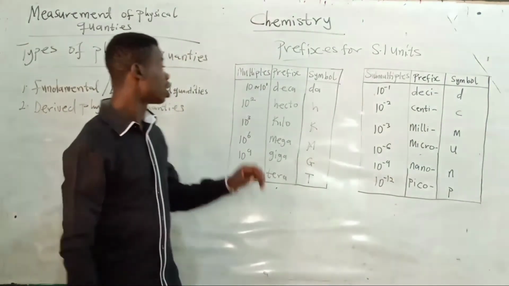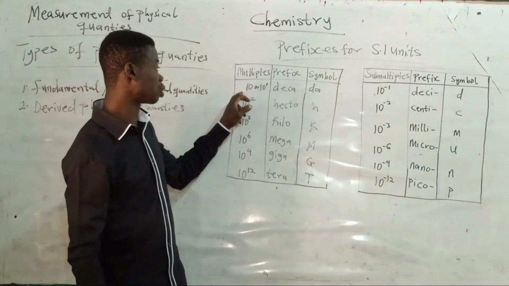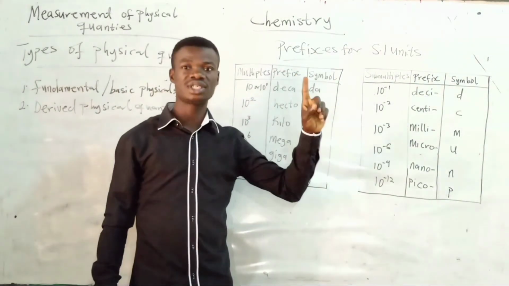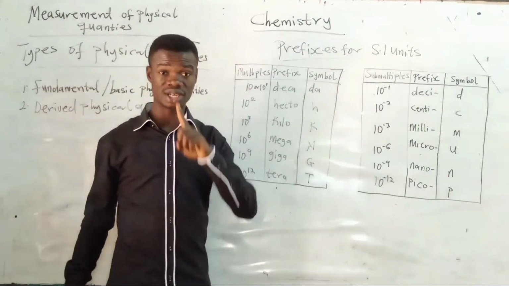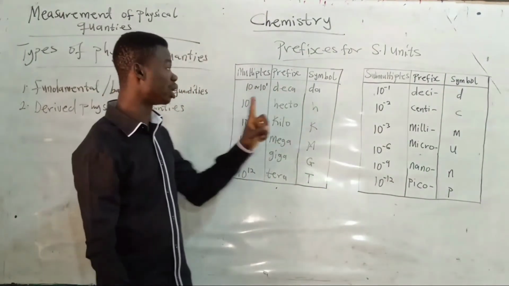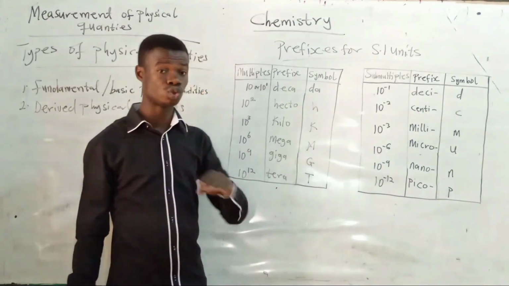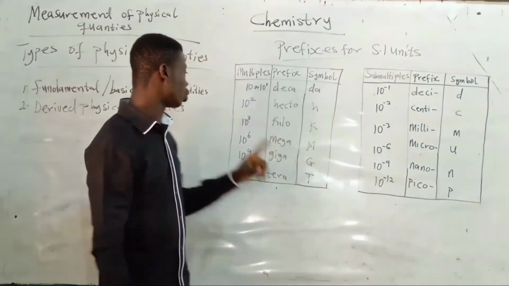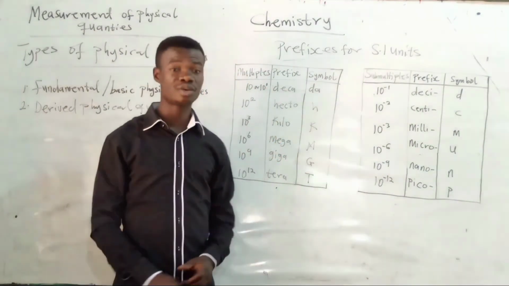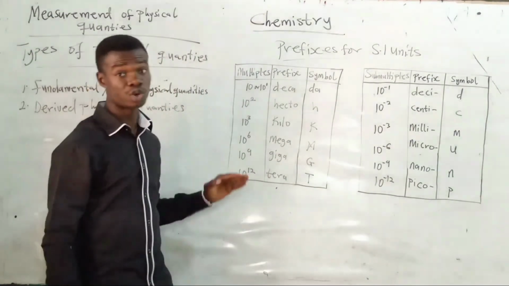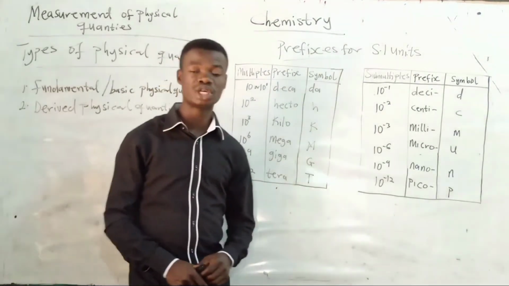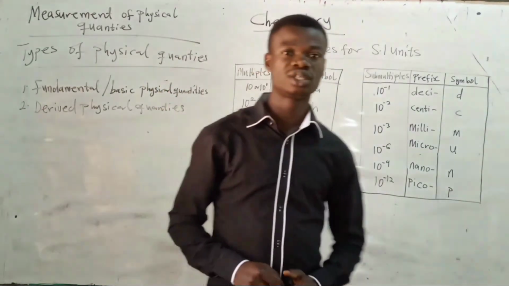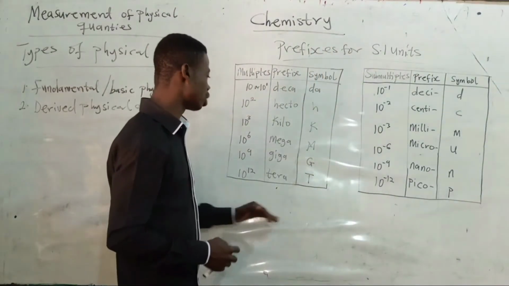Here we have 10 as a multiple, and the prefix is deca, with the symbol da. Now 10 exponent 2, or 10 raised to the power 2, is hecto. We have 10 exponent 3 being kilo, exponent 6 being mega, exponent 9 being giga, and exponent 12 being tera. I want you to have that also in mind.